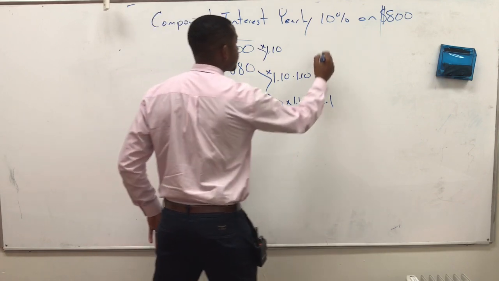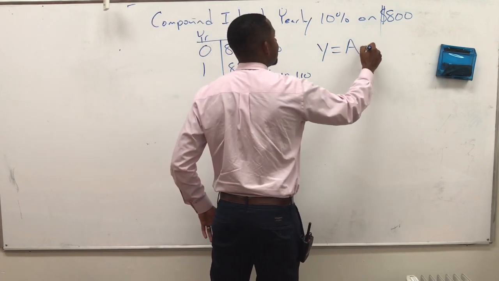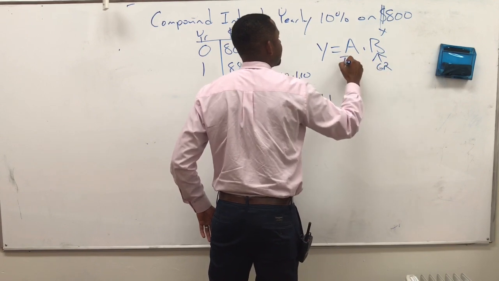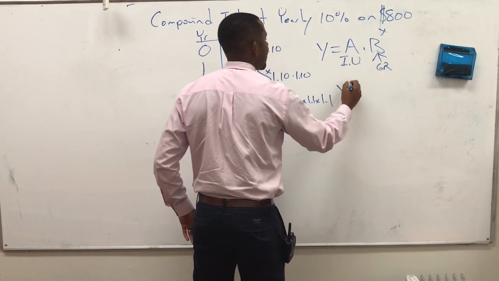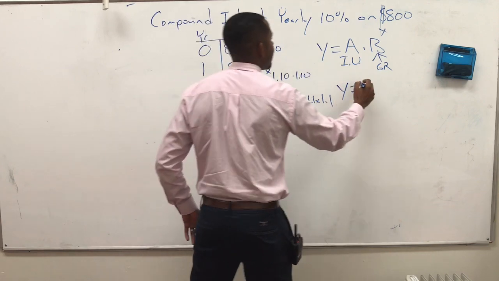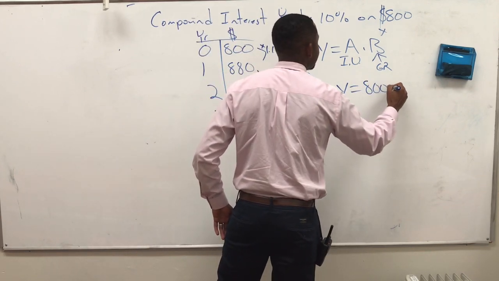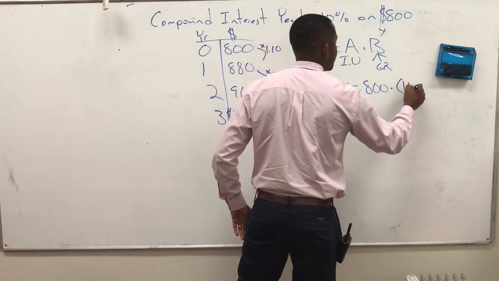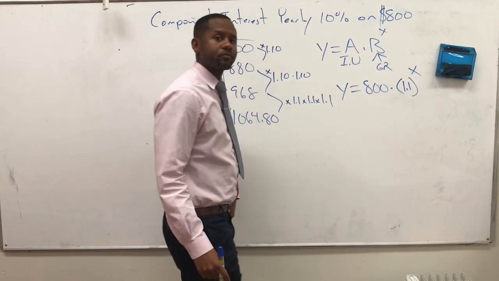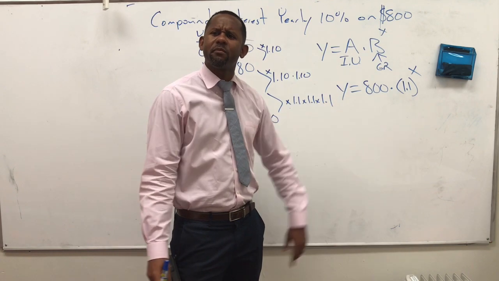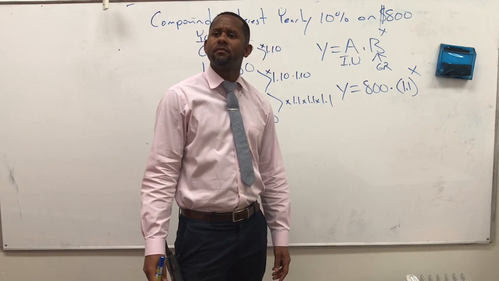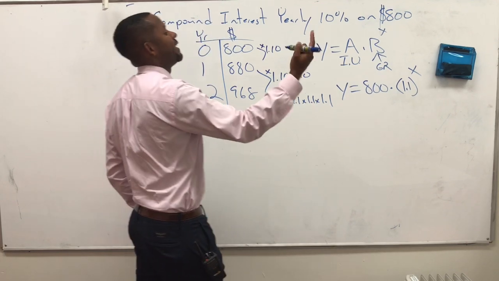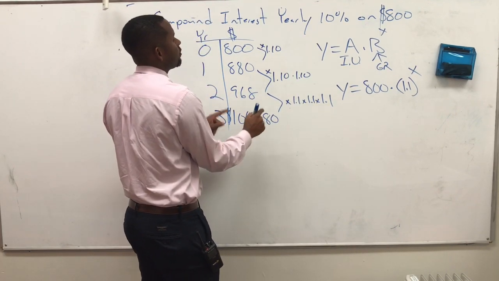So I'm going to say y equals a times b to the x, where b is my growth rate and a is my initial value. So I have y equals 800 times b to the x. What is b? The growth rate is 1.1. So y equals 800 times 1.1 to the x. Should I trust that without checking it, Miriam? No. Good answer, Miriam. No, I shouldn't. So I'm going to plug a 3 in here, just to make sure it works.